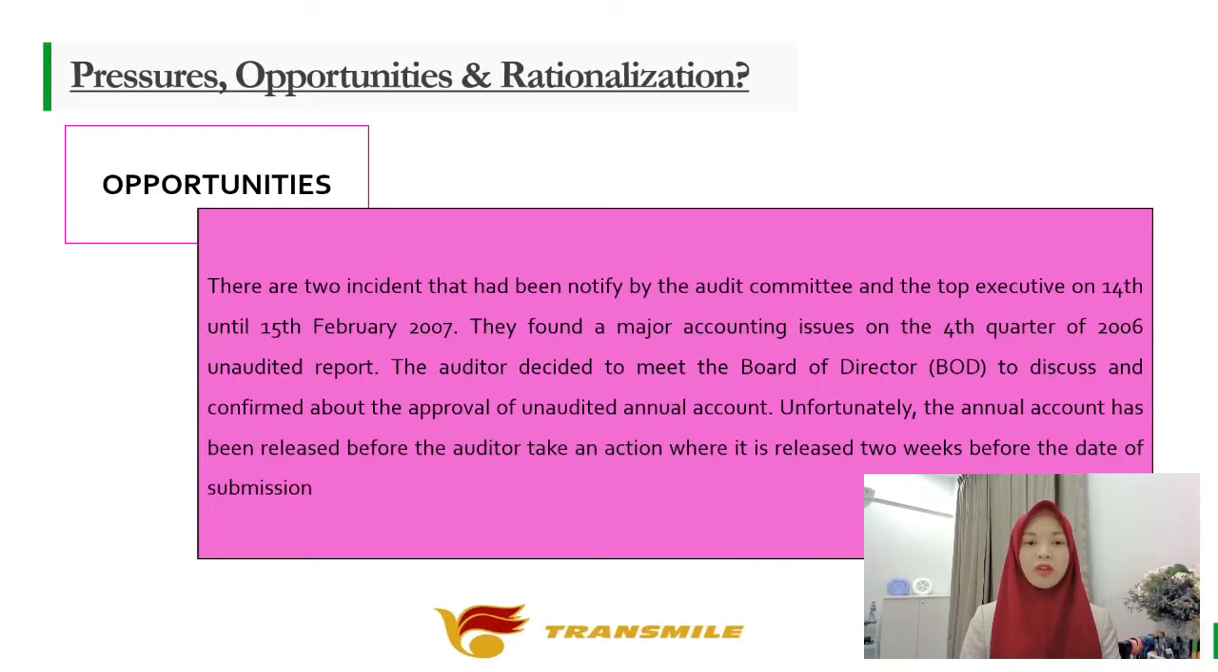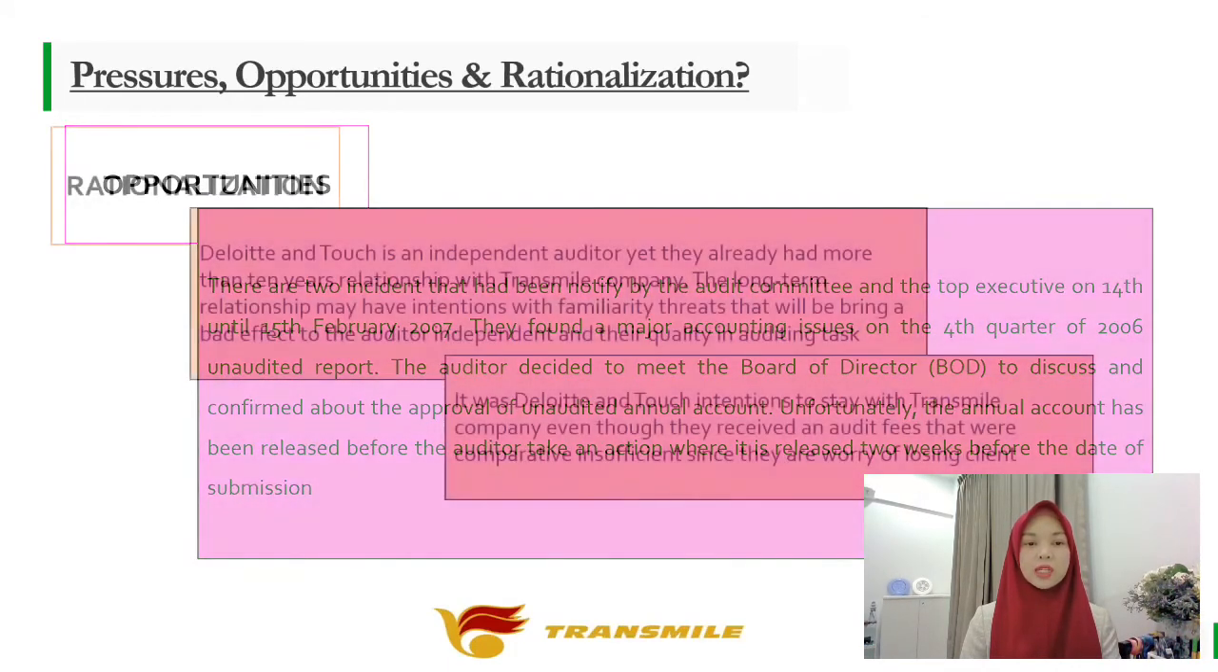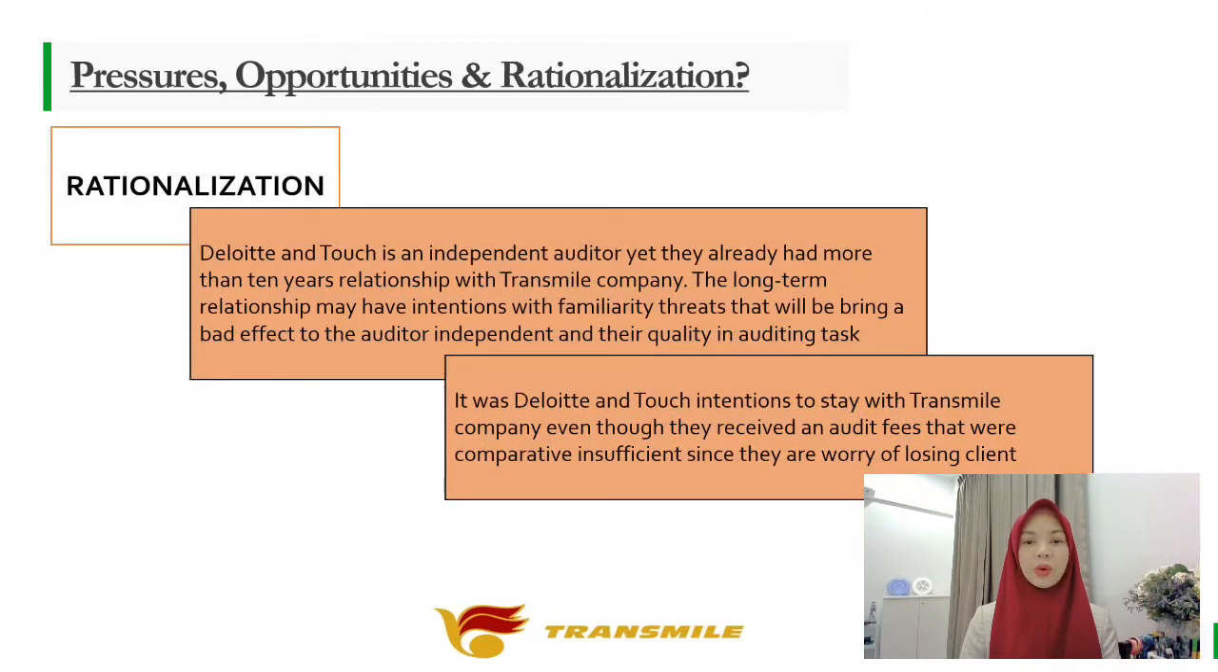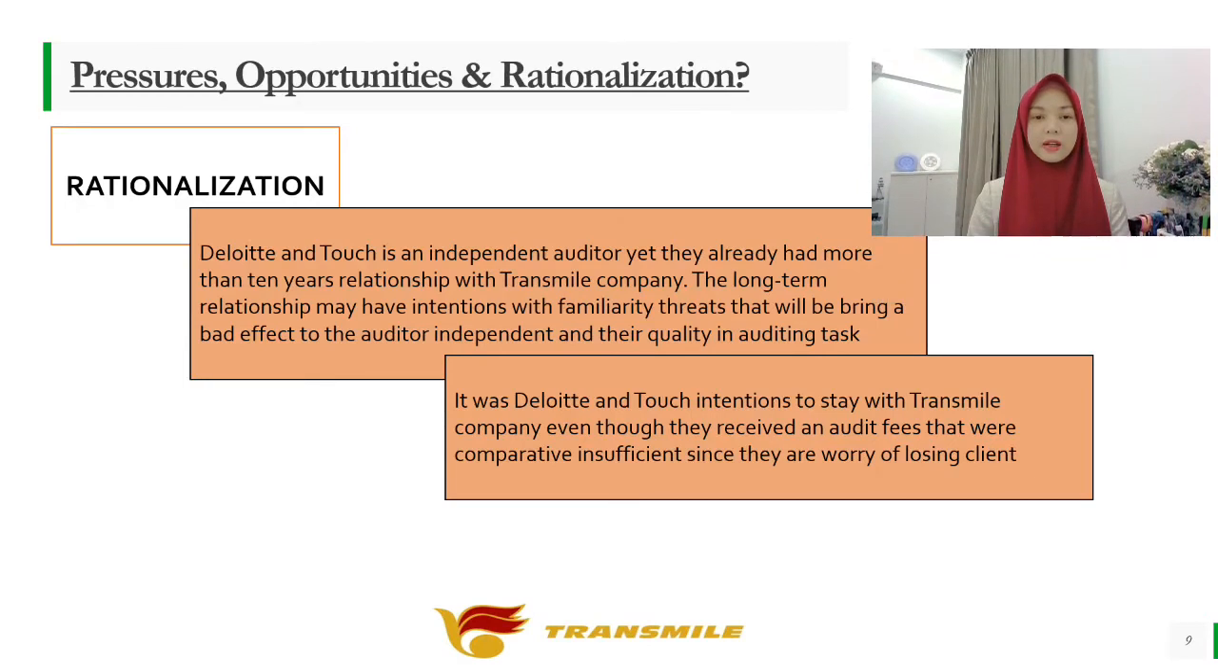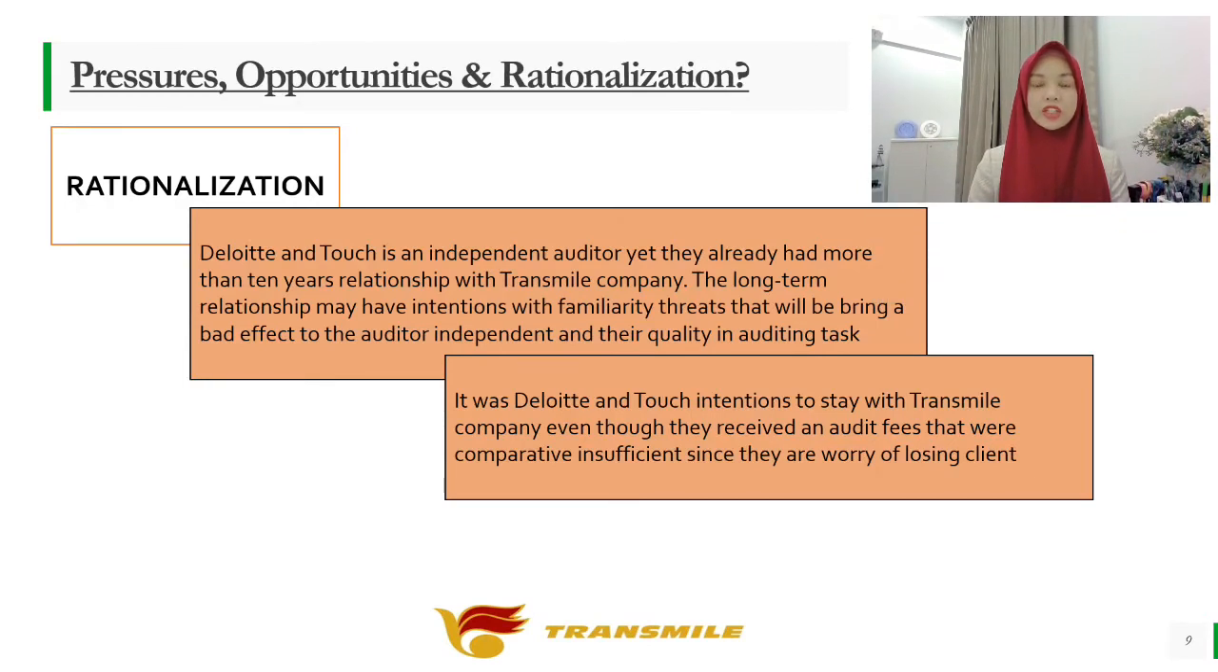The effect of releasing the unaudited annual account: the independent auditor may be able to make a misleading misstatement to Bursa Malaysia that breaks the listing requirement of the exchange. The last part of the fraud triangle is rationalisation, where the attitude of top management toward financial reporting is a critical risk factor in assessing the likelihood of fraudulent financial statements.